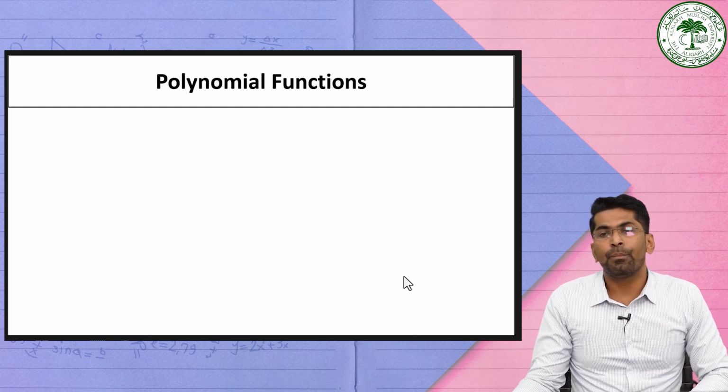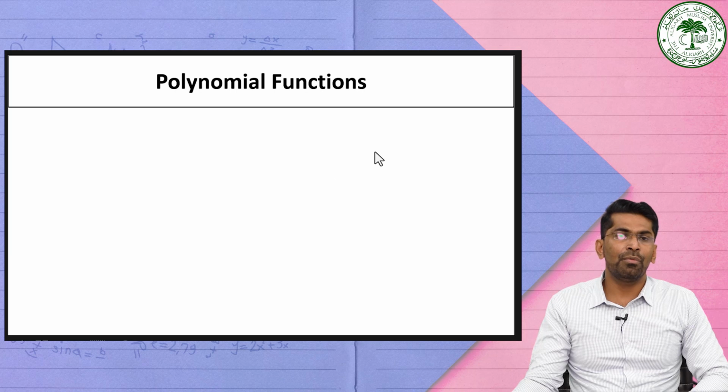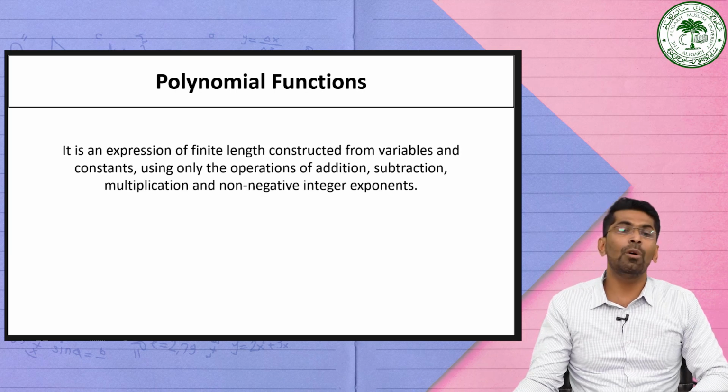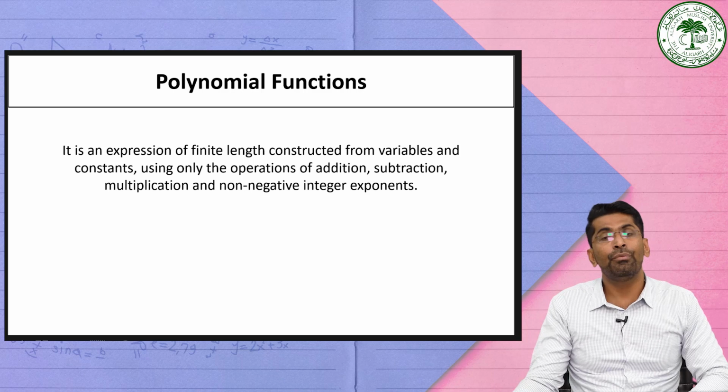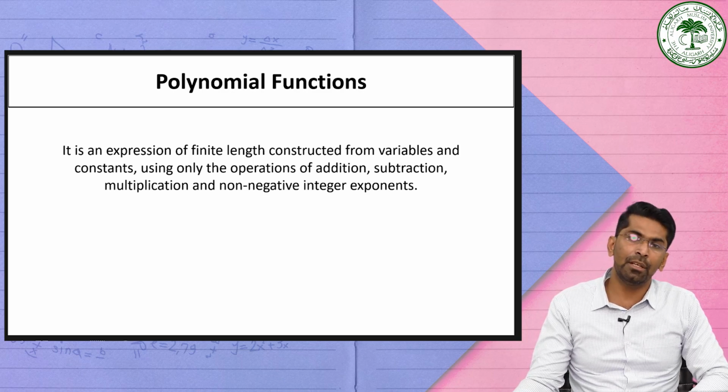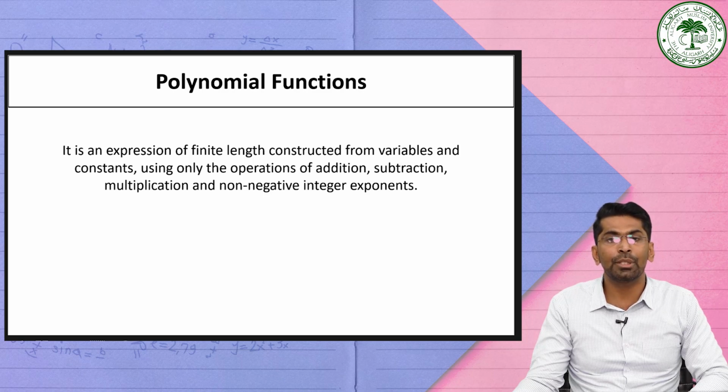Now we have a polynomial function. Another type of function is a polynomial function. A polynomial is an expression of finite length which is constructed from variables, or indeterminates, and constants, using only the operations of addition, subtraction, multiplication and non-negative integer exponents. That is the important criteria. So it is a mathematical expression consisting of variables, coefficient values and also non-negative integer exponents.